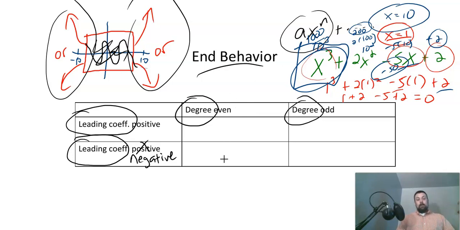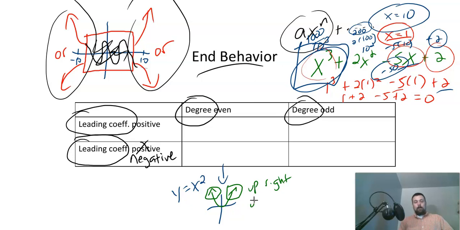So if the degree is even, what I think of for that case is x squared. It's a graph that we were supposed to have memorized from chapter 2. I just call it x squared, but what I mean is y equals x squared. And if you have that one still memorized, remember it's a parabola, and notice the behavior of this graph. It goes up to the right and up to the left. That's the end behavior of x squared, which is an even degree, right? The degree there is 2, which is even.